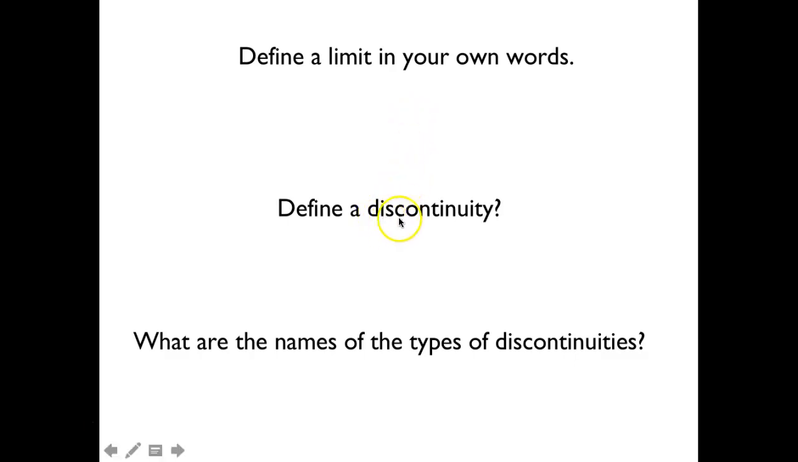Okay, define a discontinuity. How I would define a discontinuity is I would say it's a function that does not have an x value somewhere. So that would be a hole or a vertical asymptote. Somewhere where you divide by 0. What are the names of the types of discontinuities? Okay, now remember we just did that. So we have a hole and we have a vertical asymptote. And remember there's also a jump. And remember jumps only happen on piecewise functions. And we are dealing with piecewise functions today.